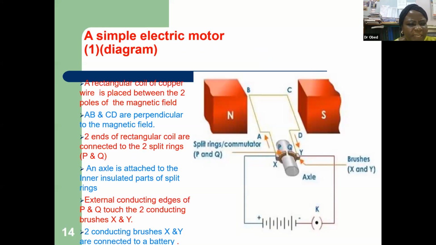We said that a motor has a rotating armature in a magnetic field. For motors, the induced EMF is called a back EMF. We discussed that.